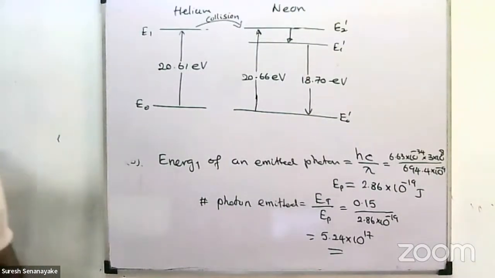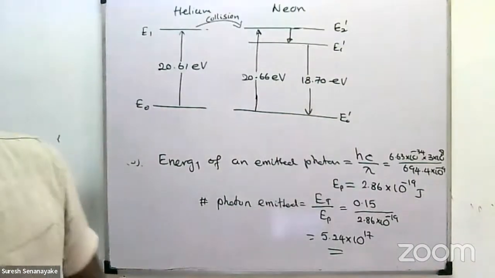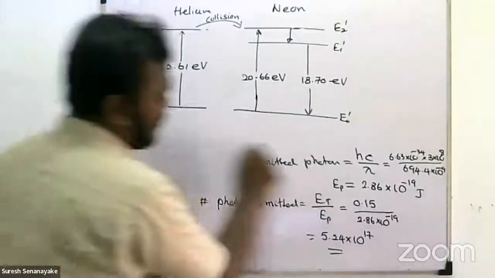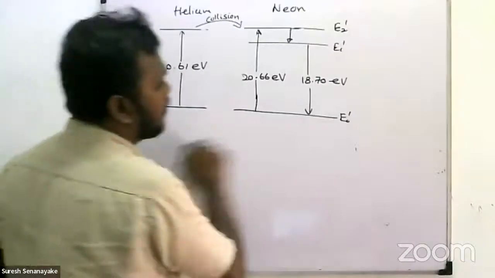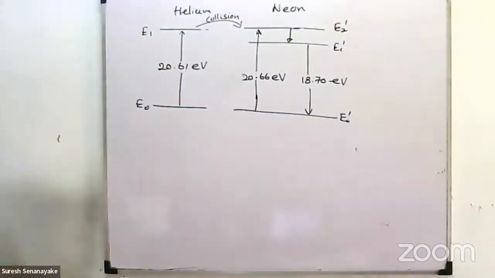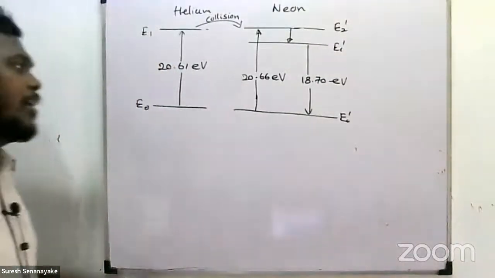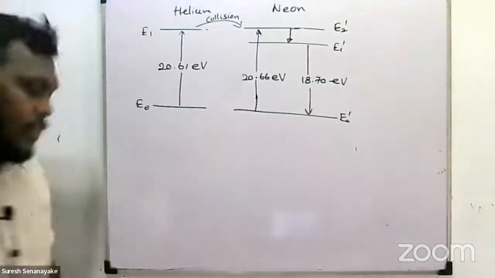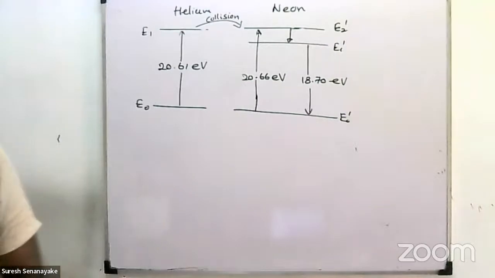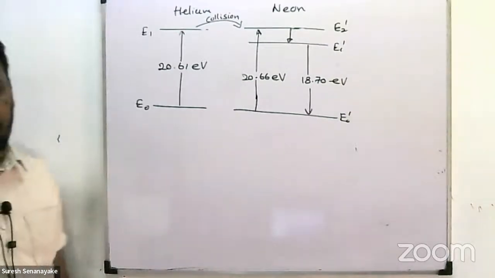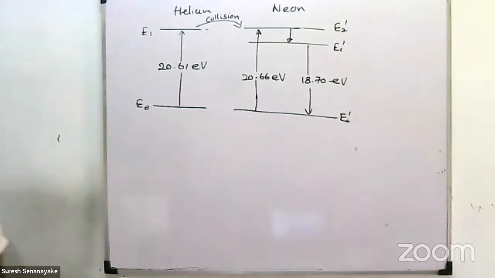Okay, tell me then, what is the wavelength of the emitted laser from this helium-neon? This is the energy diagram given, right? First you need to identify between which levels the laser action is happening. Can someone tell me the levels of this laser emission?